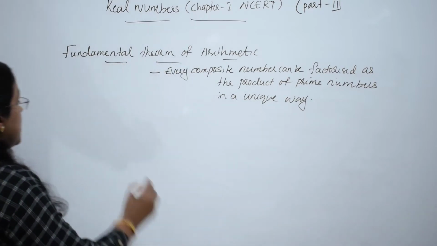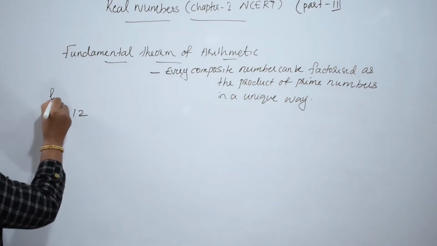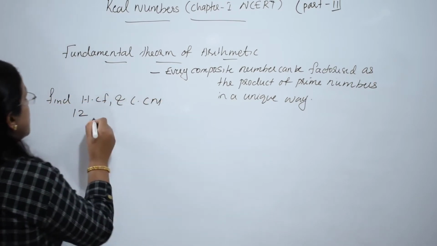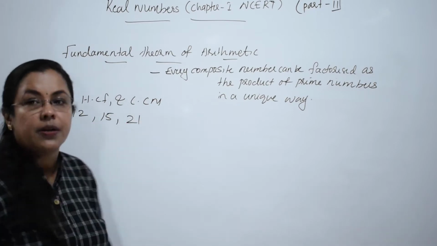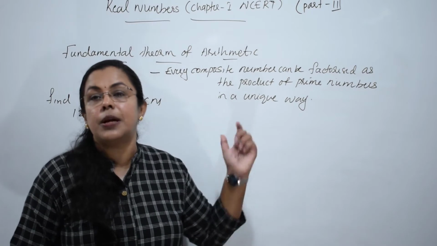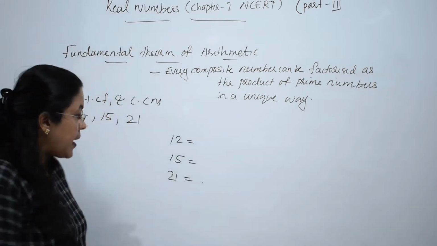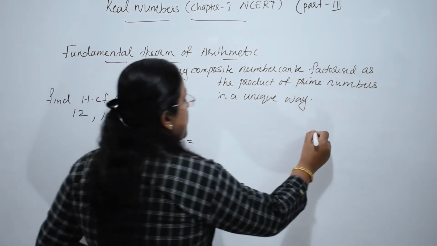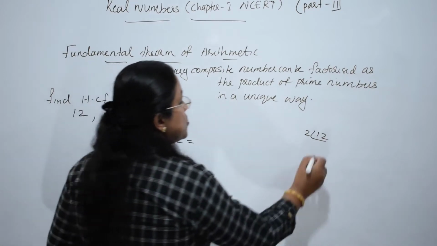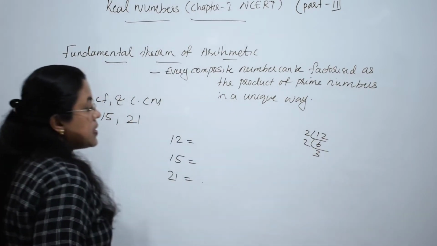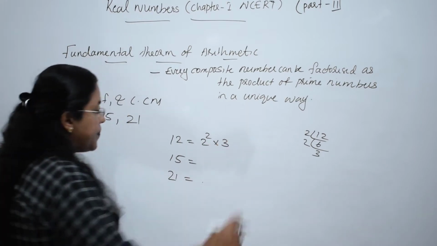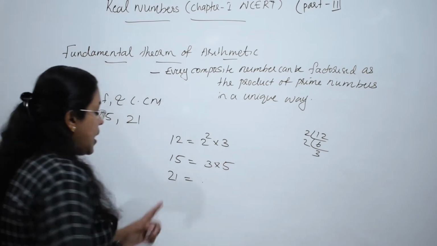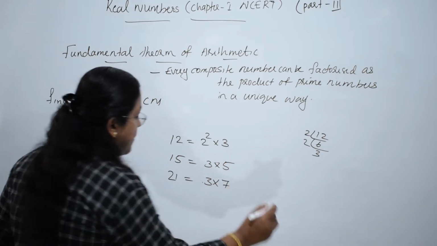Suppose we want to find the HCF and LCM of 12, 15 and 21. How can we find out? Using fundamental theorem of arithmetic. First of all, factorize 12, 15 and 21. What is 12? 12 is an even number. 2 6s are 12, 2 3s are 6. We can write it as 2 square into 3. 15 is 3 into 5, and 21 is 3 into 7.